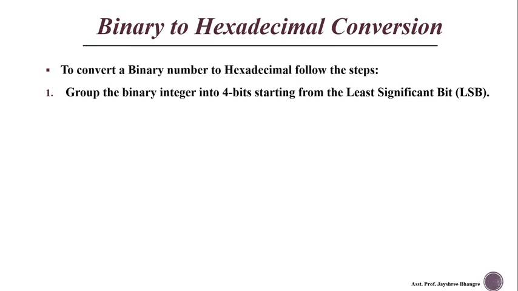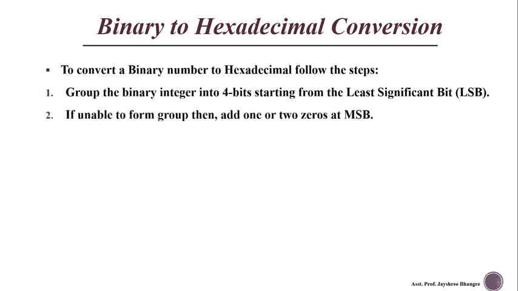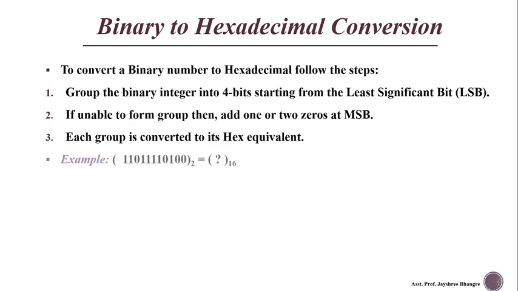So to convert this binary number into its equivalent hexadecimal number, we have to group the binary bits into 4-bit groups, starting from the least significant bit, that means the rightmost position, and we have to move towards the left hand side. If we are unable to form the group at the leftmost side, then we can add the required zeros at the MSB position. Then we have to convert each group of 4 bits into its equivalent hexadecimal number.